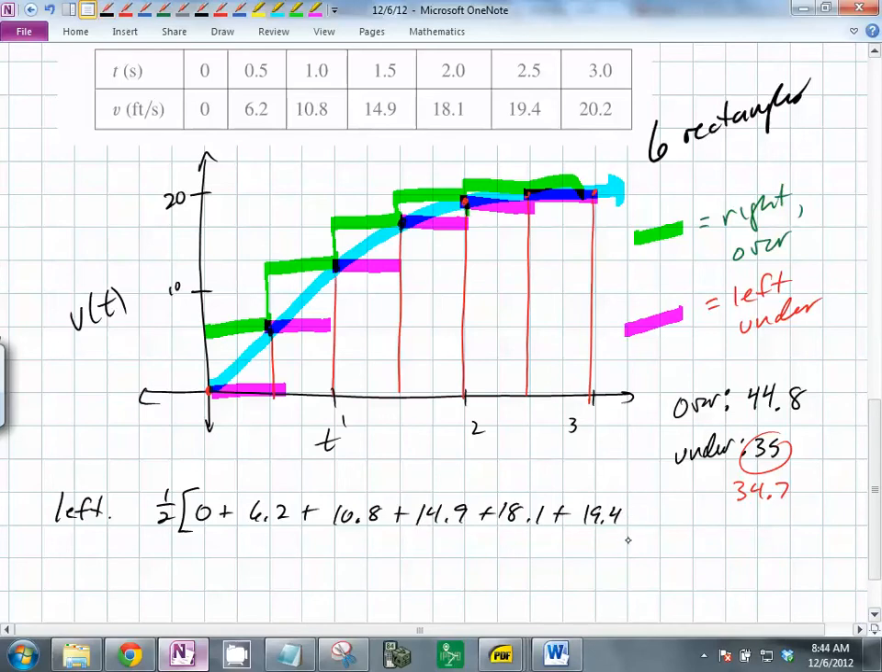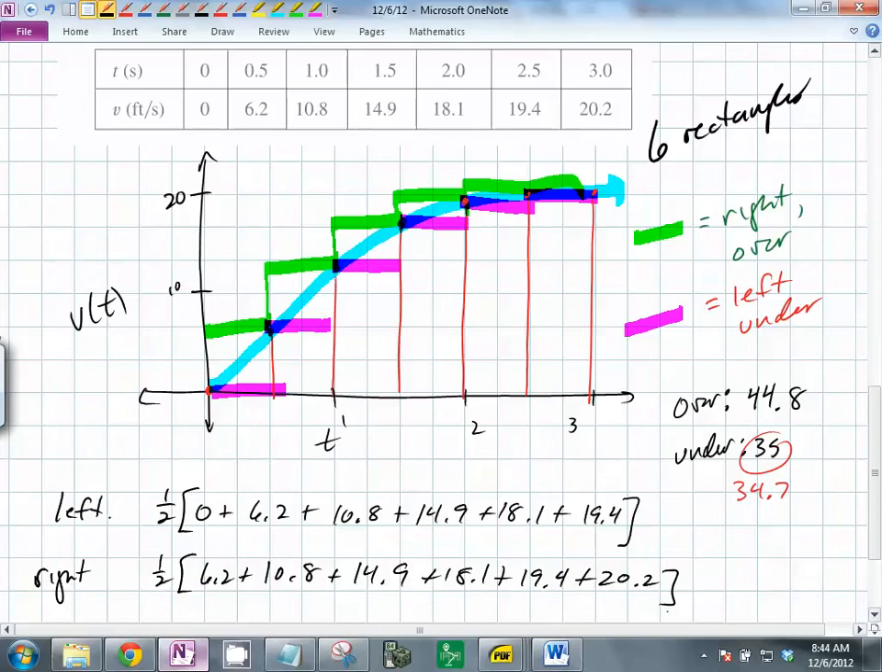Oh, wait, we're doing left-hand endpoints, right? So the height of our last one is what? It's 19.4, right? And then the right-hand ones, where does that start? It's 1/2 times what? 6.2 plus 10.8 plus 14.9 plus 0.1 plus 20.2. There it is. The difference between the two should be 10.1.